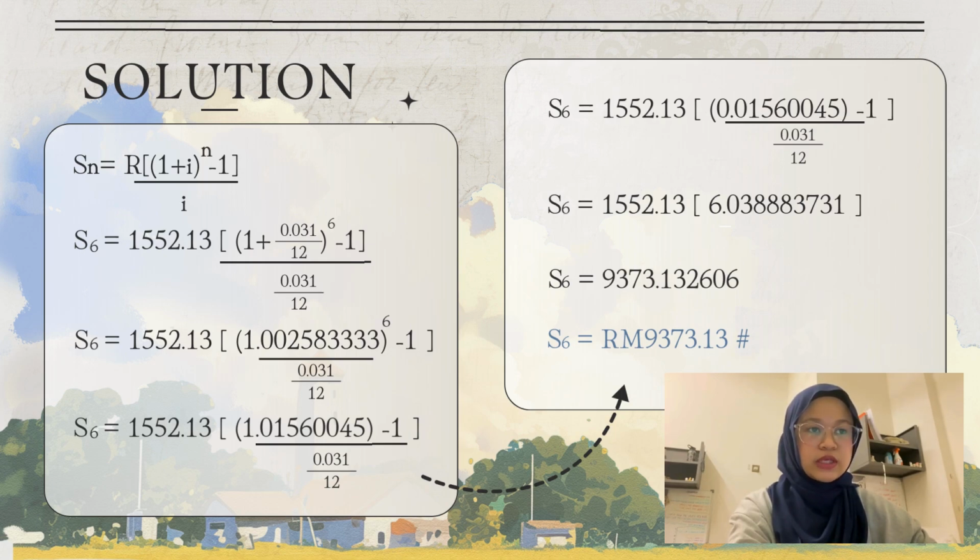Then, we will substitute the values we acquired earlier into the formula, and it will be S6 equals 1552.13 times [(1 plus 0.0331 over 12) to the power of 6 minus 1] over (0.0331 over 12). Then, we will do the calculations, and finally, we will get the answer 9,370 ringgit 13 cents.